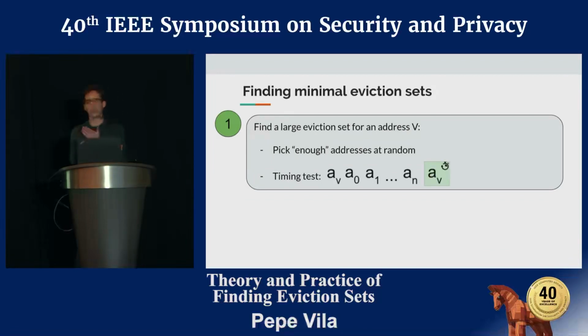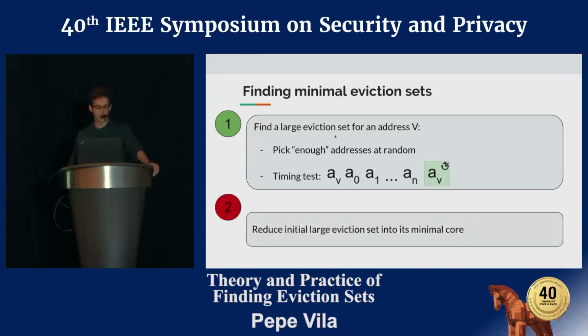So let's see how we can find these eviction sets. The general approach is usually twofold. First, we want to find a large eviction set for a certain address V. Once we have this large eviction set, we will try to reduce it to its minimal core. To find a large eviction set, we usually only need to pick enough addresses at random. For the precise definition of enough, I'll refer you to the paper. The idea is that since we don't know into which cache set an address is mapped, by randomly picking a bunch of addresses, the more addresses we pick, the higher the probability that this set will contain at least associativity many that go into the specific cache set.